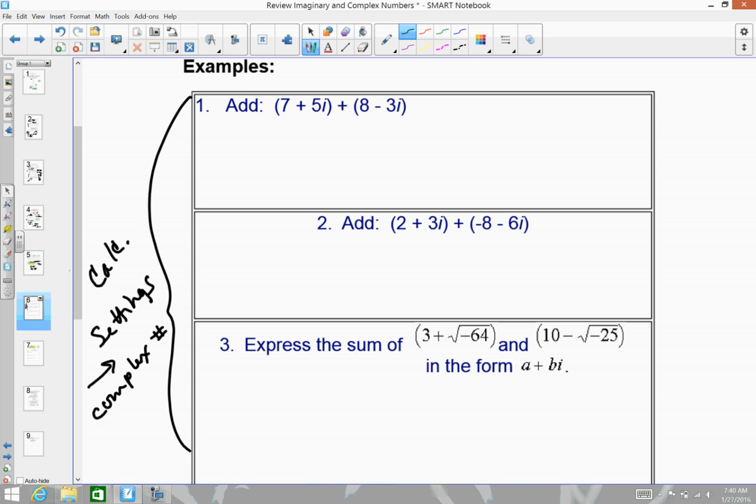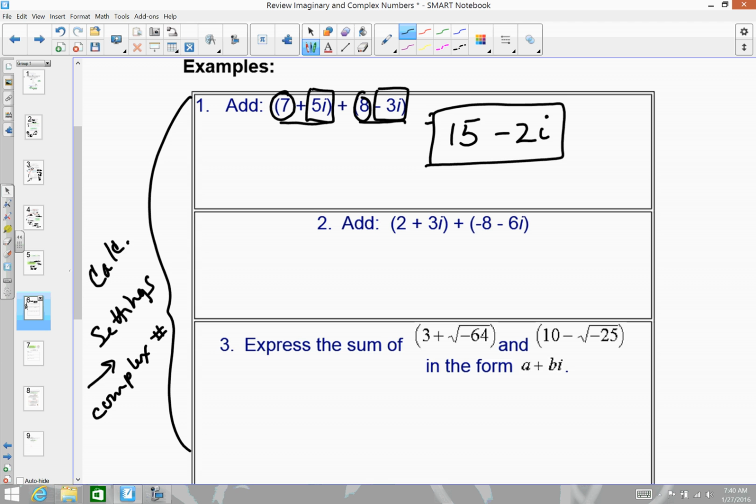I've got a complex number 7 plus 5i added to 8 minus 3i, so I'm going to put together my real parts. 7 and 8 is 15. And then I'm going to add together the imaginary parts. So 5i and a negative 3i gives me a negative 2i. And that's done. Going on to example number 2, I'm going to add my real parts. 2 and negative 8 gives me negative 6. And then add my imaginary parts. Gives me a negative 3i.